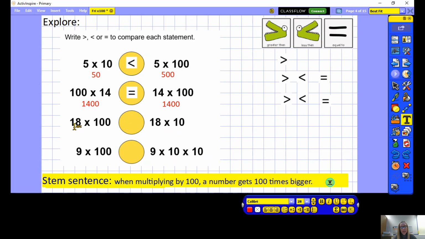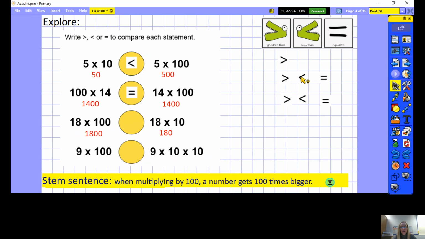Okay, so we've got 18 times 100. So 18 times 100 is 1,800. And 18 times 10 is 180. So we can see that 18 times 100 is greater than 18 times 10.